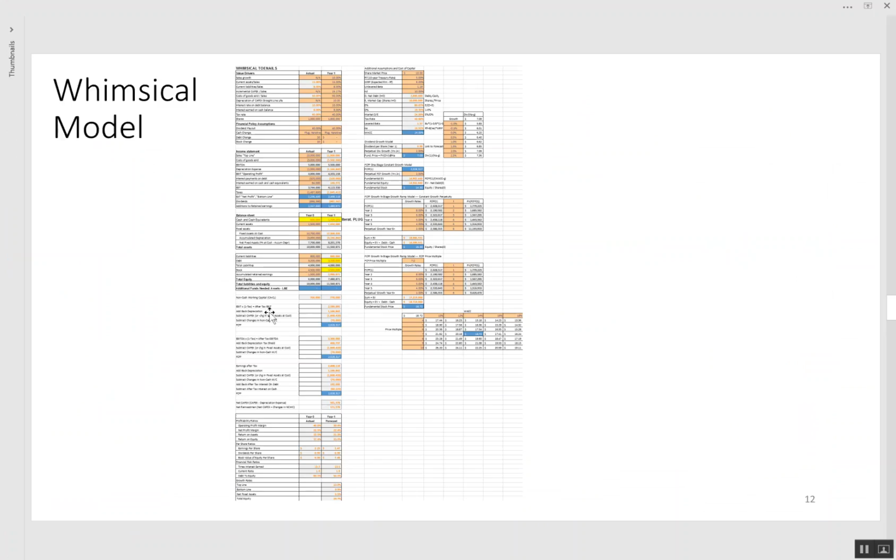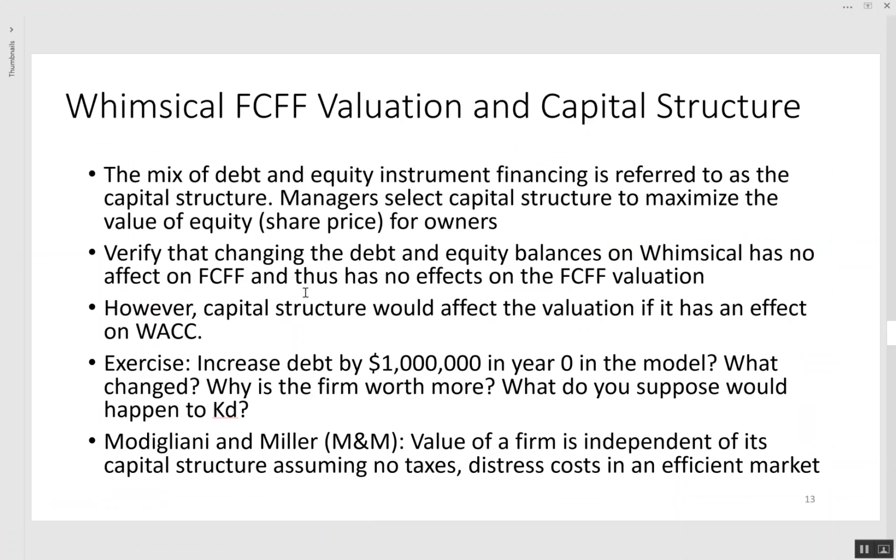So there's our model for estimating the value of a stock. Now I'm just going to talk a few minutes about a couple other things. One is free cash flow valuations and capital structure. Now the mix of debt and equity instruments used to finance a firm is called its capital structure. Now managers select capital structure to maximize the value of the stock or the value of equity for its owners. Now I want to do a couple things.